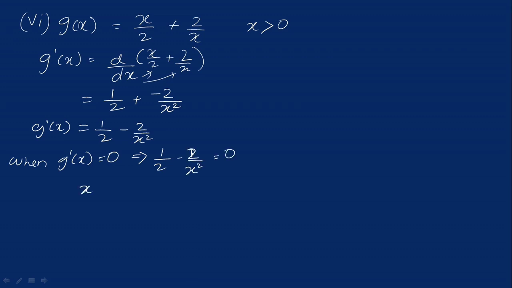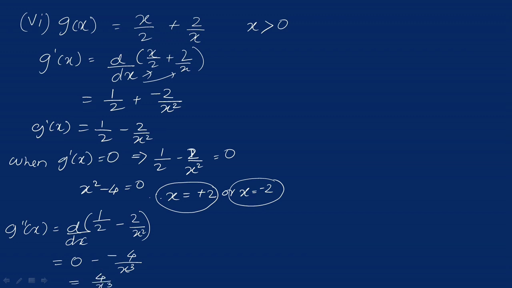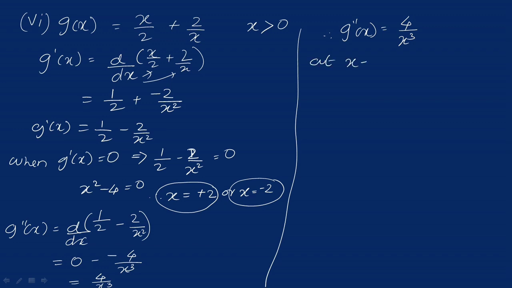When g dash of x is equal to 0, 1 by 2 minus 2 by x square is equal to 0, or x square minus 4 equal to 0, or x, we have two values, that is plus 2 or minus 2. So, what is g double dash of x? That is d by dx of 1 by 2 minus 2 by x square, or d by dx of 1 by 2, that is 0, d by dx of minus 2 by x square, that is minus 4 by x cube. So, minus into minus is plus, so plus 4 by x cube. So, g double dash of x is equal to plus 4 by x cube.